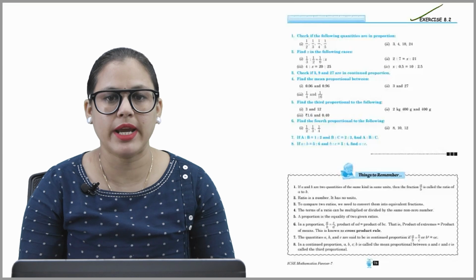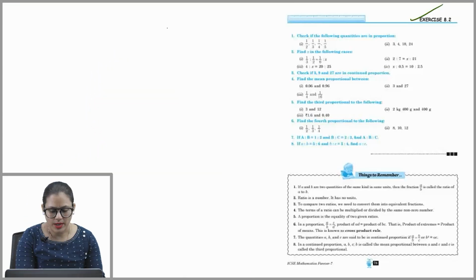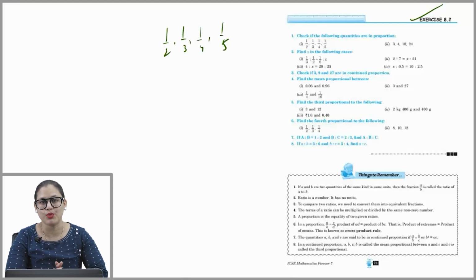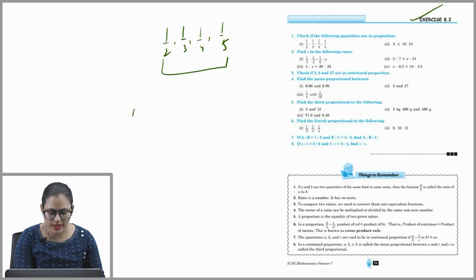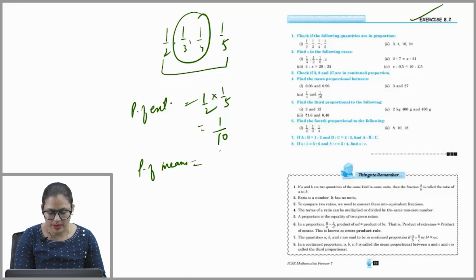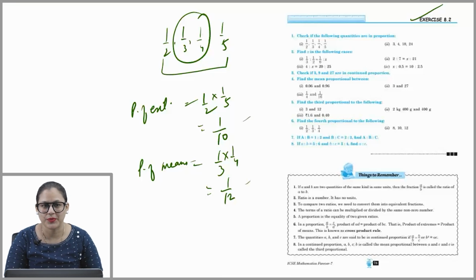Exercise 6.8.2. Check if the following quantities are in proportion: 1 by 2, 1 by 3, 1 by 4, 1 by 5. We have to check whether these are in proportion or not. First, we will find the product of extremes, which is 1 by 2 into 1 by 5, that is 1 by 10. Now find the product of means. Product of means is equal to 1 by 3 into 1 by 4, that is 1 by 12. These are not equal, that means these quantities are not in proportion, okay.